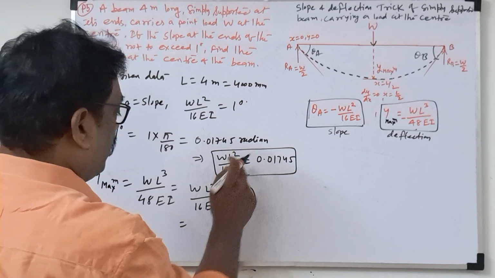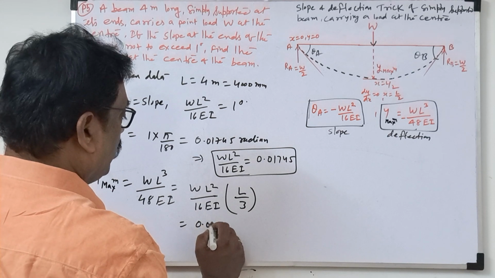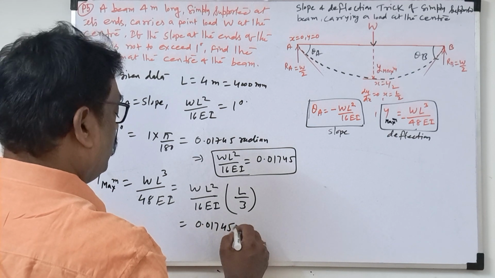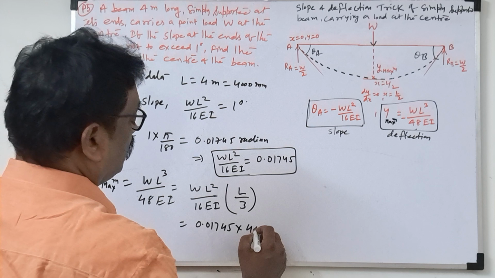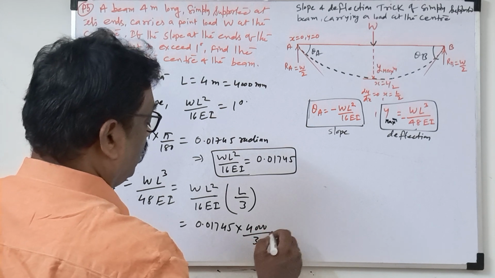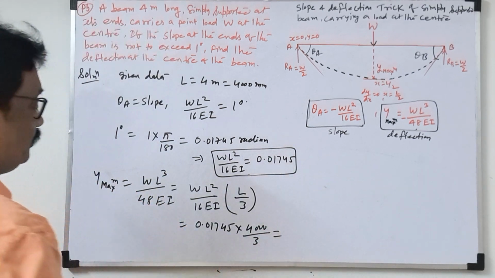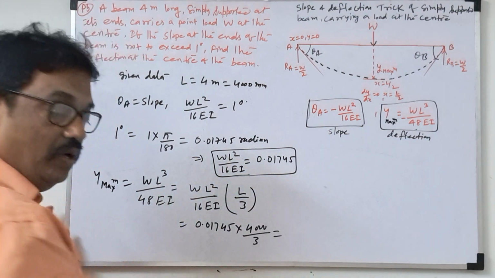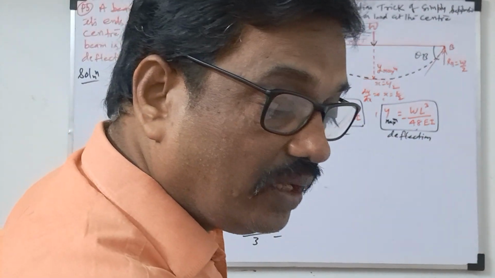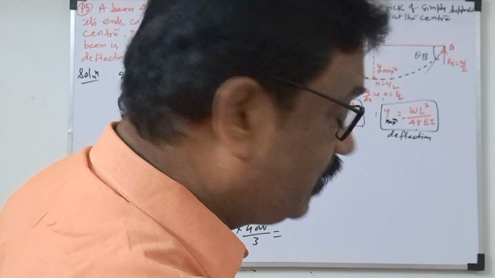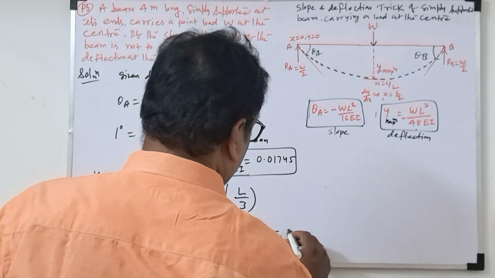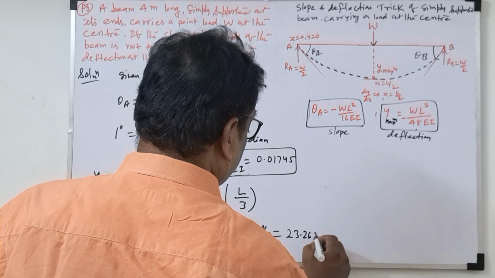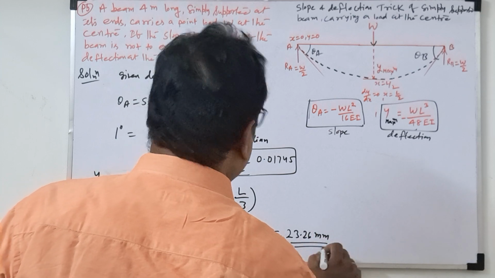Now what is this value? 0.01745 into L by 3, L is equal to 4000 by 3. If we solve this, the deflection is in mm. Now you will get the value. How much did we calculate? 23.26 mm. So this way we can solve deflection of beam problems.